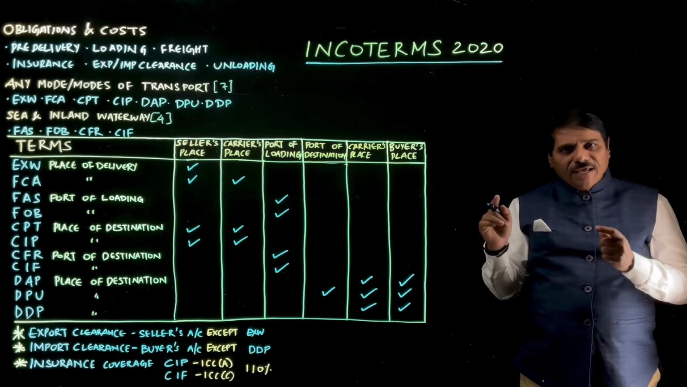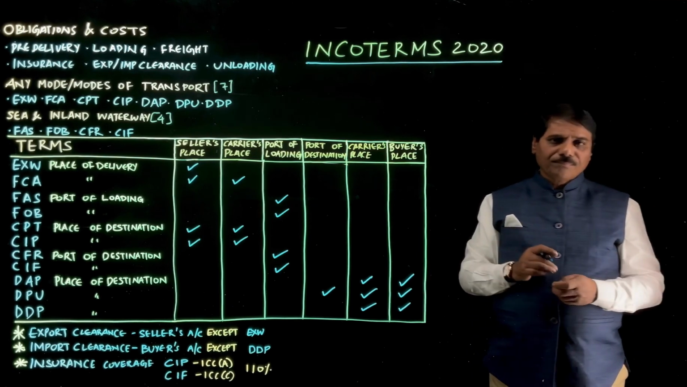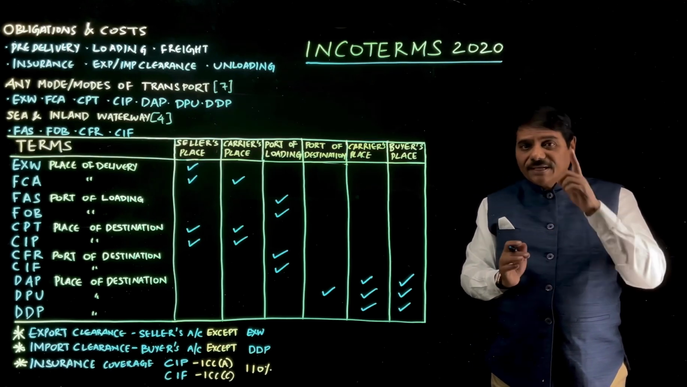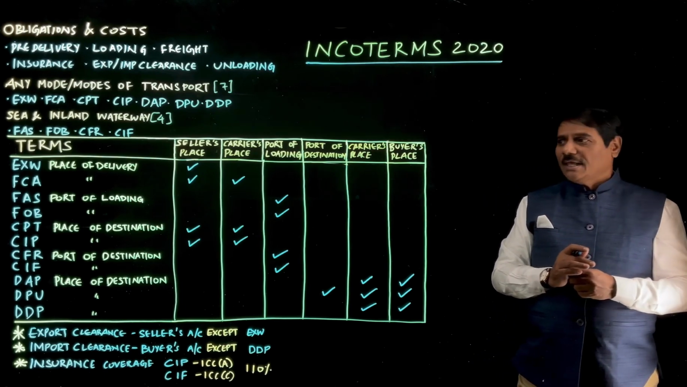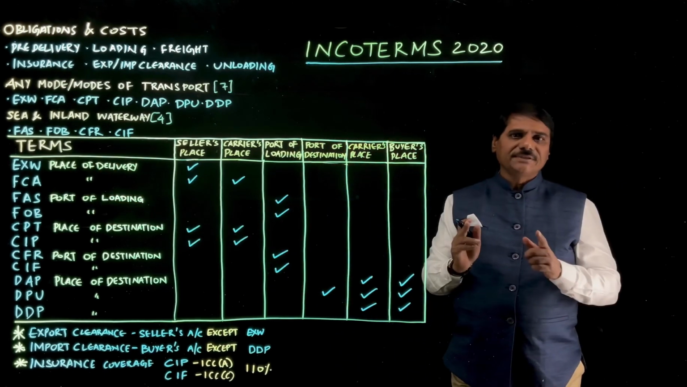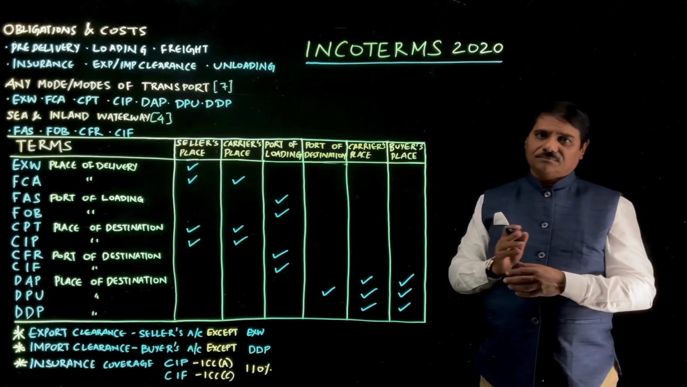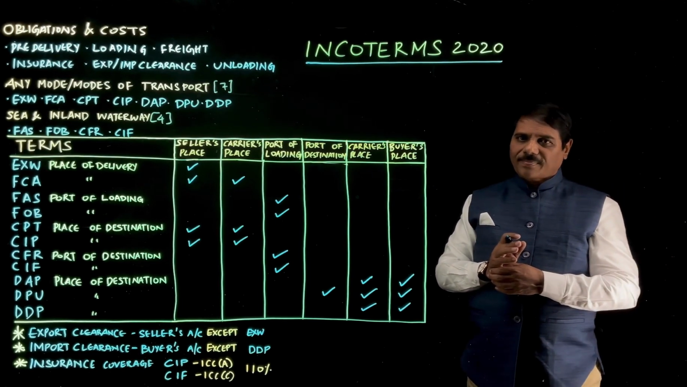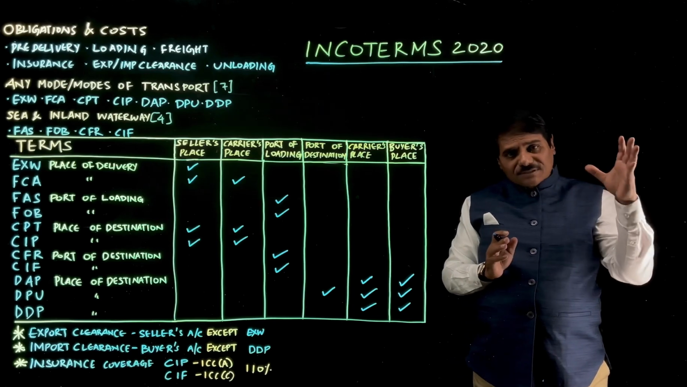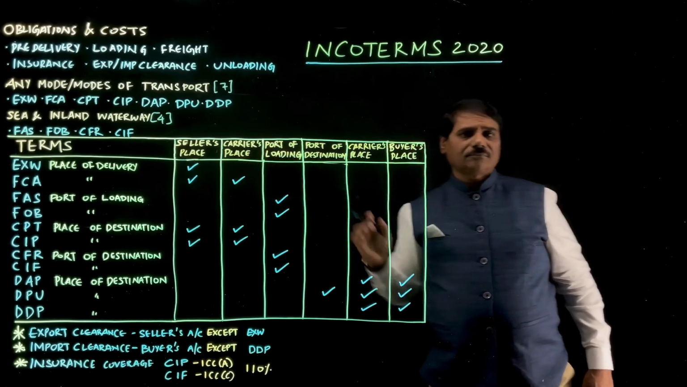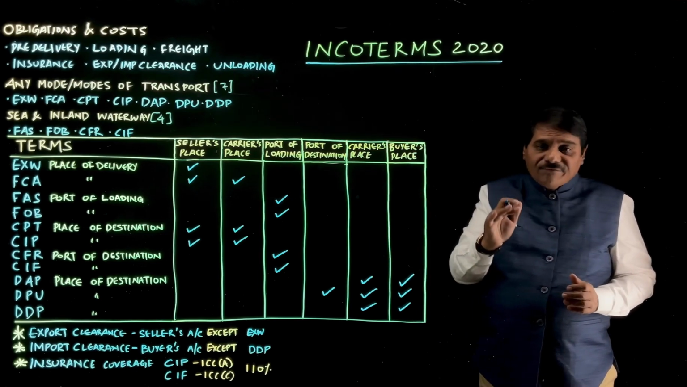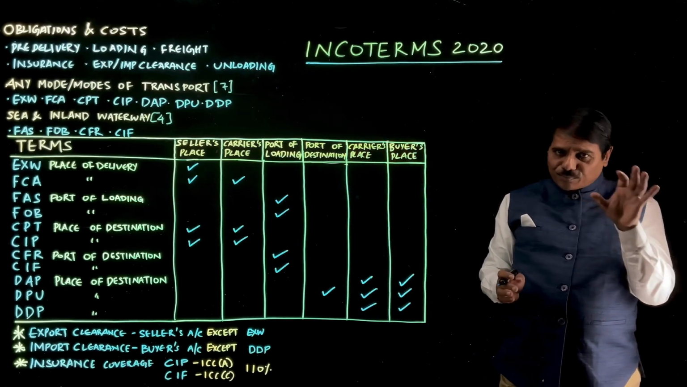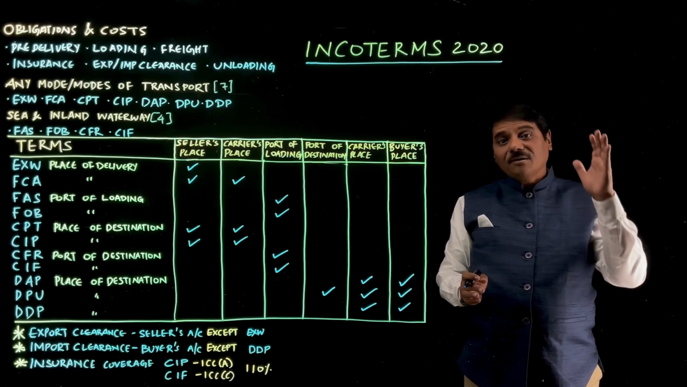So when I am saying free alongside ship or free on board, who is arranging the ship? It is the buyer. In case of free carrier also, we said the buyer is responsible to appoint or enter into a contract of carriage. So the buyer must appoint the carrier. The seller will keep the stock ready for unloading in case of FCA. So main transportation must be arranged by the buyer.